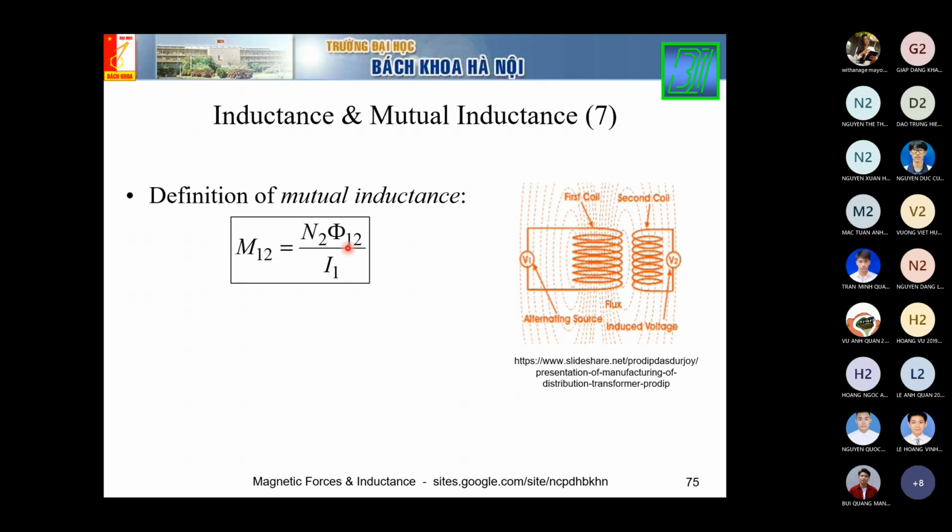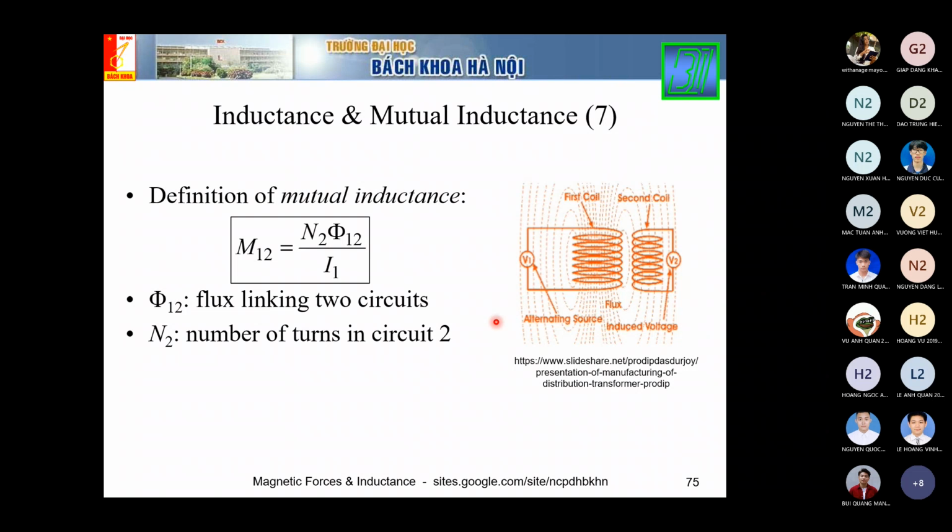This is the definition of the mutual inductance. We have this kind of parameter if we have two coils being very close to each other like this. So in this formula, phi 1,2 is a common path of the magnetic flux between the two coils. And I1 is the current of the first coil, and N2 is the number of turns of the second coil.